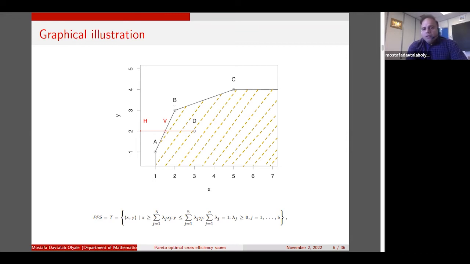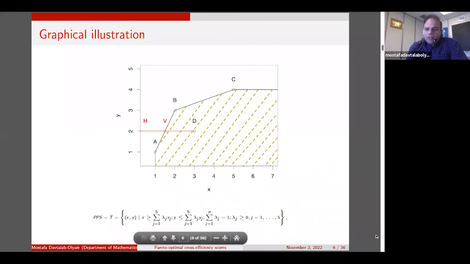But if you consider unit B, you cannot find any point in the PPS that can produce the same output as DMU-B or more with less input than DMU-B. So DMU-B is not dominated by any point in the PPS, and DMU-B is an efficient DMU. So if I want to measure the efficiency of these DMUs, I should measure the distance between these DMUs and the boundary of this set.